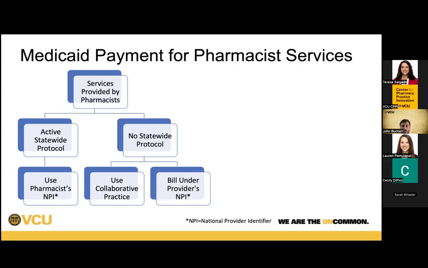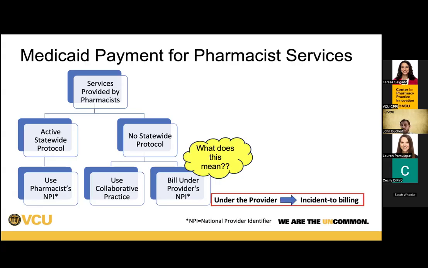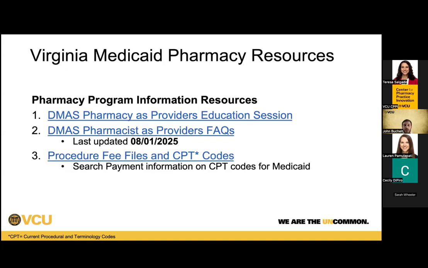If there's no statewide protocol, and this includes collaborative practice, you would bill under the provider's NPI. However, there wasn't really any guidance on what this meant. What does this mean by provider's NPI? So we took this as meaning that under the provider's process would be incident to billing. So this is how we looked at the guidance and how we implement a model that if you bill under incident to, then you'd be billing under the provider.